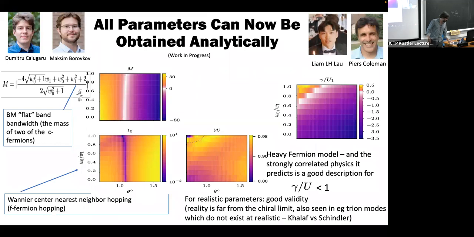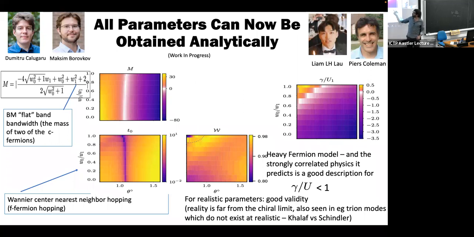So you can ask, can we get this analytically? Now we can get all these values analytically. And you can ask, where is this model good? It turns out that if you want to obtain a periodic Anderson model, you better have the coupling between the F and C electrons smaller than the Hubbard U of the F electrons, because otherwise there's no point in breaking up the degrees of freedom into a heavy and a light one. And this happens in the Bistritzer-MacDonald model right in the region of interest.